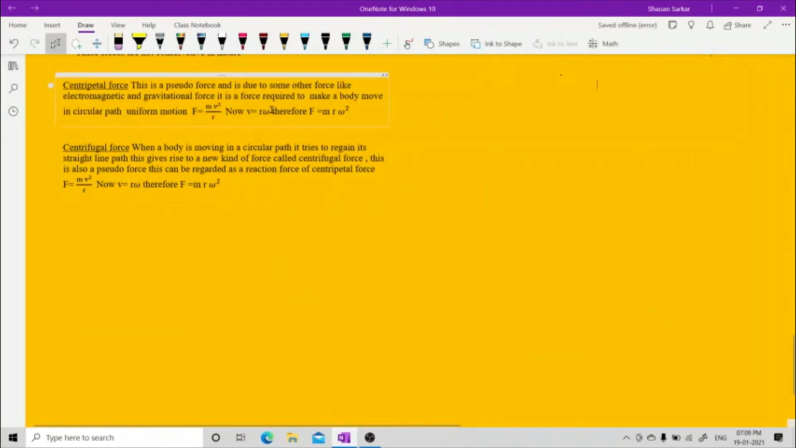Now we are going to talk about centripetal force. This is a pseudo force, that is, it is not a force by itself. It is due to some other force, like electromagnetic or gravitational. The reason is that due to these forces, the centripetal force comes into play. Electromagnetic forces are like tension, friction, thrust and all this.